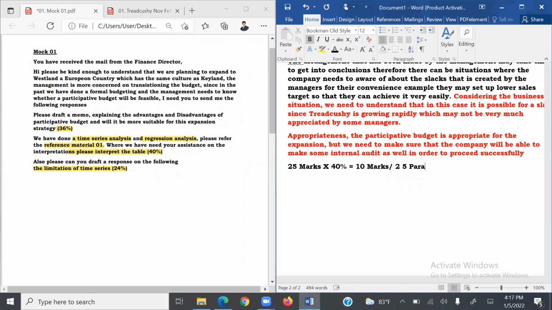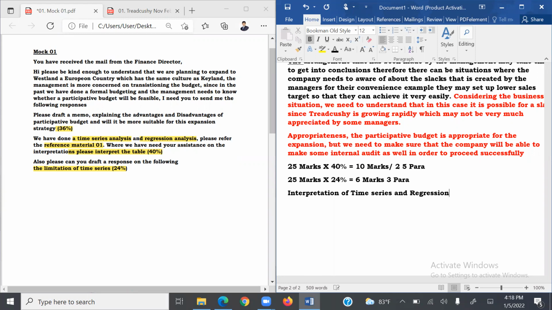Sometimes on the exam day you can't get the correct answer. That's completely all right, students. And the other one, 25 marks multiplied by 24%. I believe this time this will give you somewhere around 6 marks. So 6 marks means just 3 paras. That's the ideology there. Students, if you are clear with this, let's write down here: interpretation of time series and regression analysis.